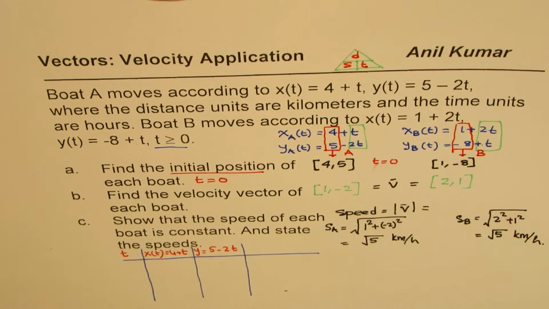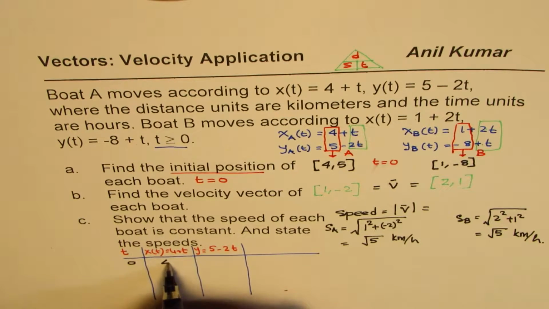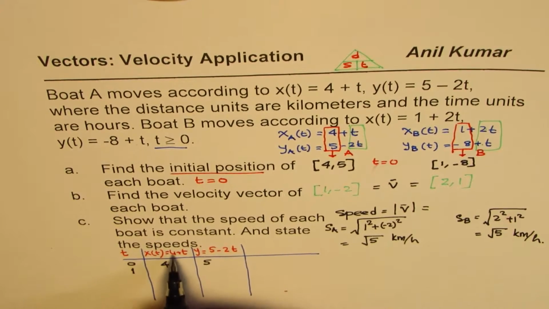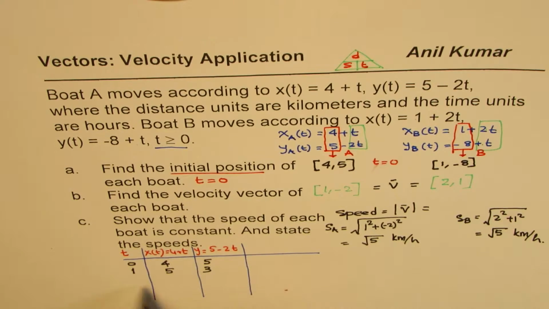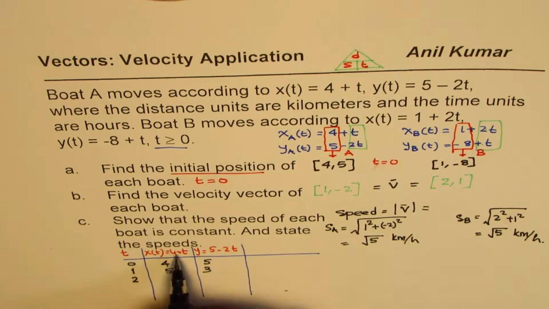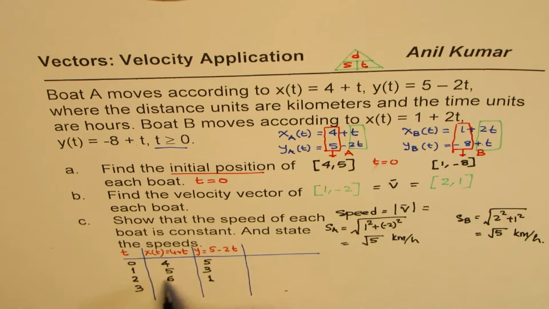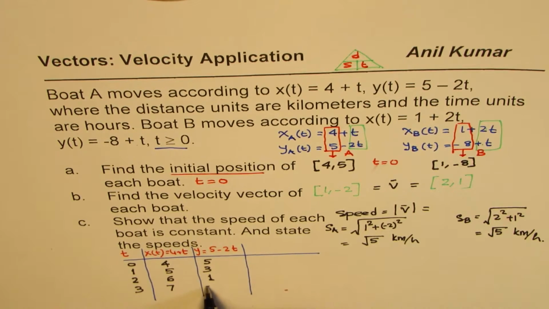So if I substitute t as 0, I get x of t as 4 and y of t as 5. If I substitute t as 1, then we get 4 plus 1 as 5, and we get 5 minus 2, which is 3, right? If I substitute t as 2, I get 4 plus 2 as 6, and the y value will be 1. And if I substitute 3, I get 4 plus 3 is 7, and the y value will be 3 times 2 is 6, so 5 minus 6 is minus 1.